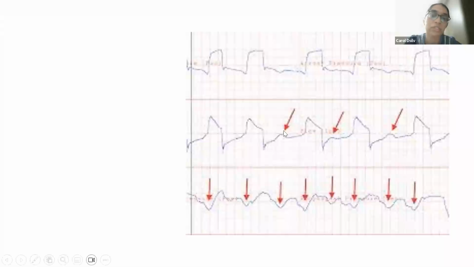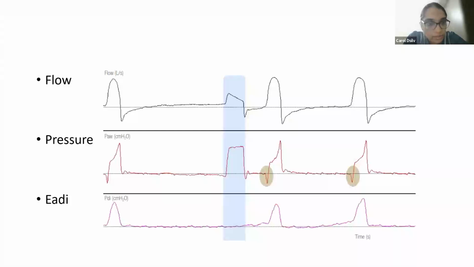The patient is trying to trigger the breath, but the ventilator is not recognizing it. One common cause would be that you have not set an appropriate trigger sensitivity. Another common cause is what we had discussed, the presence of auto-PEEP. Because of auto-PEEP, there is increased work of breathing, and the patient's effort to trigger the breath is not sufficient to overcome that work of breathing because of an existing auto-PEEP or intrinsic PEEP. And lastly, over here, same thing.